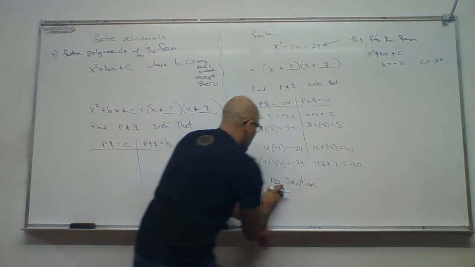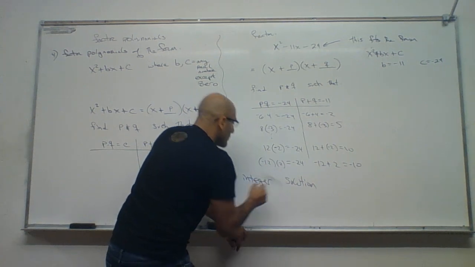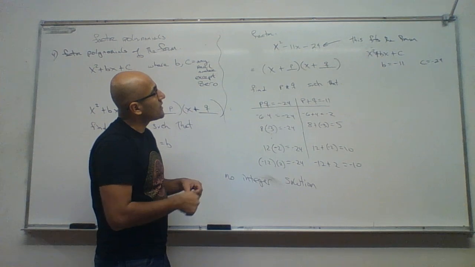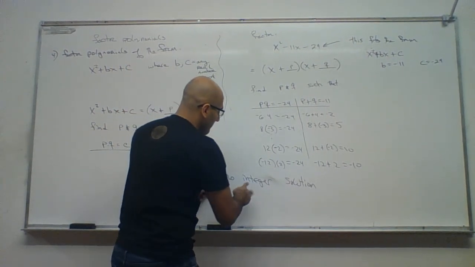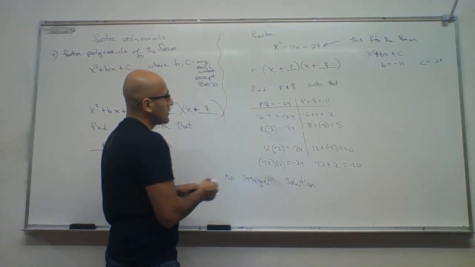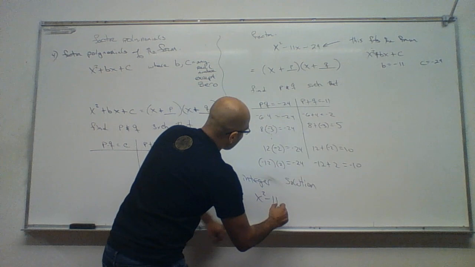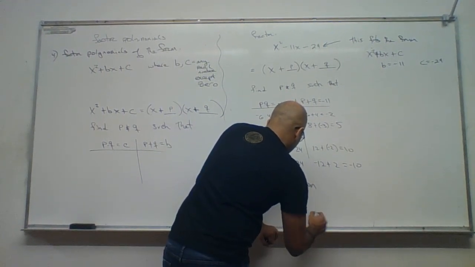No integer solution, I should put. The solution is going to be something like a root number or an imaginary number. It might be something hard, right? So we'll deal with that later. But for now, there's no integer solution. And so we say that x squared minus 11x minus 24 is prime.